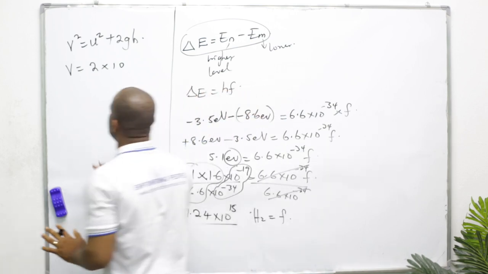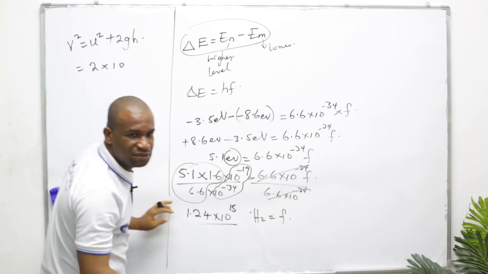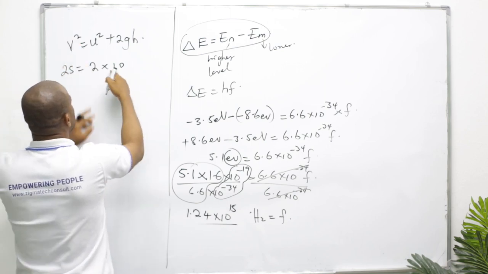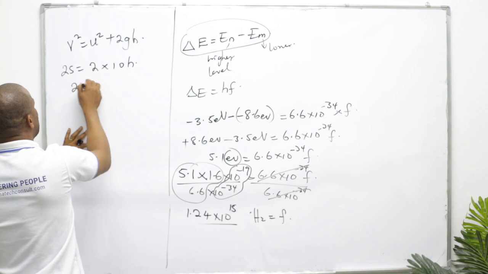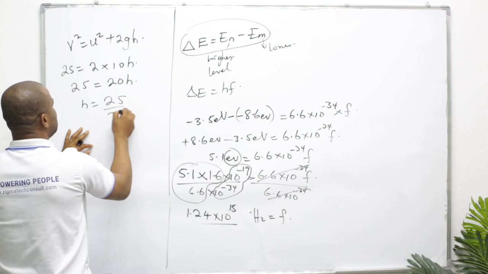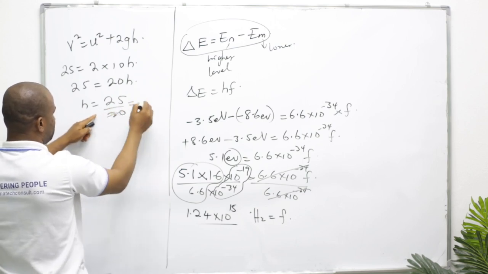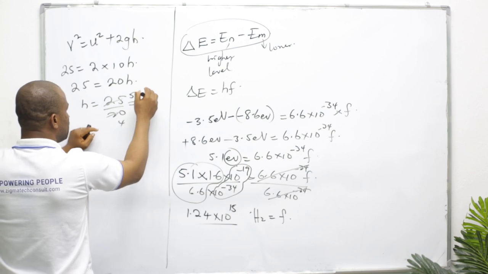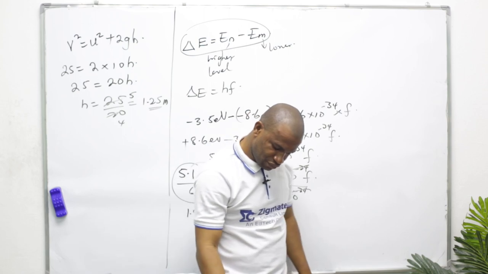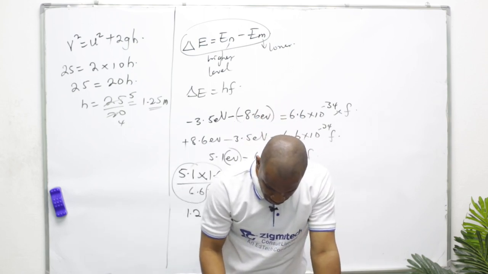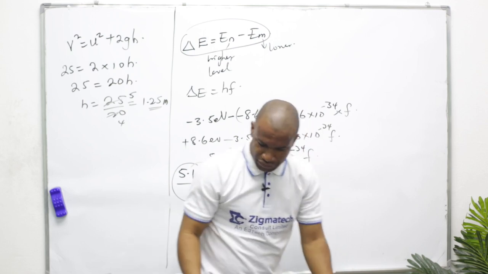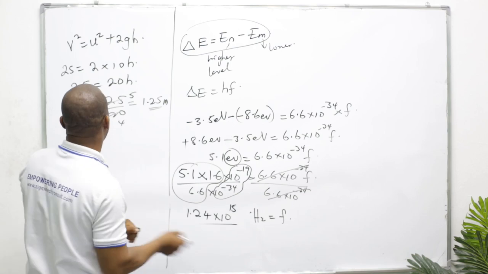I'm looking for the height. So this v is already given to me as 5. So this is going to be 25. 5 squared is 25, times 10 times h. This is 25 is equal to 20h. So h is equal to 25 over 20, and this is going to be 1.25 meters. All right, the option is 1.25. Okay, so that's number four.